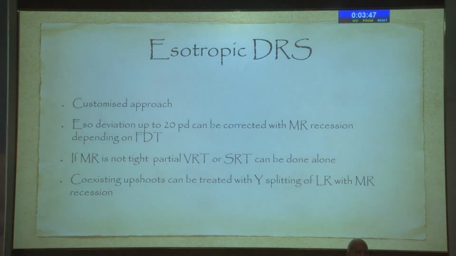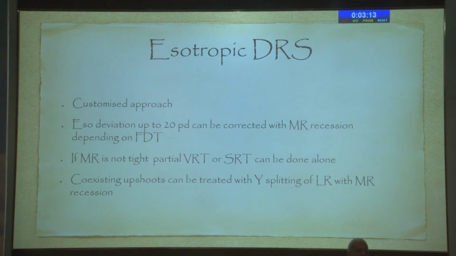Esodeviation which is small, up to 20 PD, can be corrected with just one medial rectus recession, again depending on FDT. If FDT is tight, do less. If FDT is not that tight, do more. However, if FDT is negative, it's probably better to do a partial VRT or SRT, both of which, as published by Dr. Pradeep Sharma, can be done on adjustable sutures and can be made adjustable to give you more control over the postoperative result.